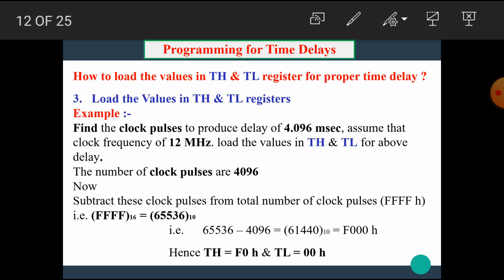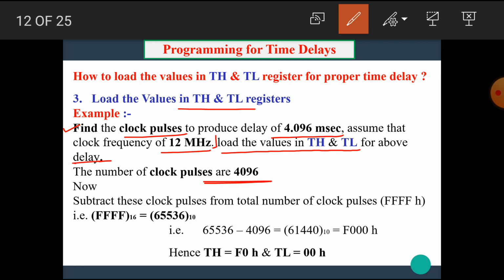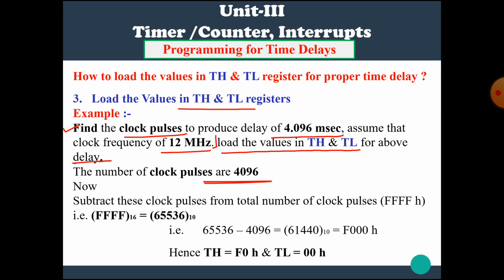Now the next step is to load the values in TH and TL registers. First of all, find the clock pulses to produce the delay of 4.096 millisecond. Assume that the clock frequency is 12 MHz. This is the previously seen example. Here is some additional part given. Load the values in TH and TL for the above delay. Okay. The number of clock pulses are 4096.